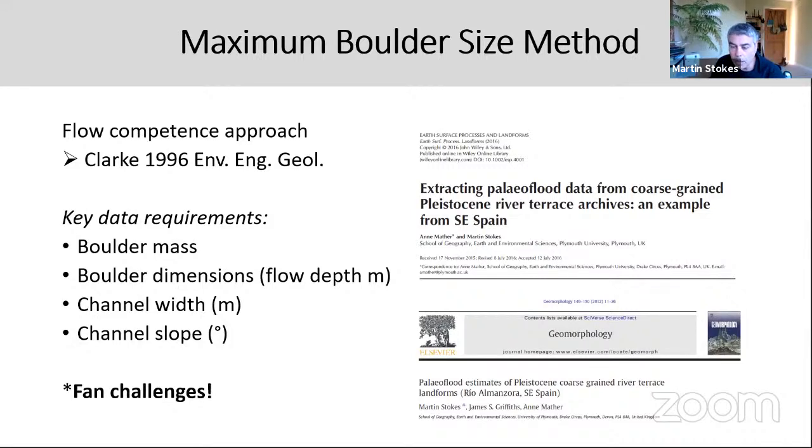This works really well, particularly on fans, because in this particular case we're dominated by boulders, and you need some key data requirements: a boulder mass, and boulder dimensions, which represent the flow depth. You need to get some channel width and channel slope measurements, and then there's obviously some challenge with this because you're talking about alluvial fans rather than proper channelized river systems. These are all based upon a method by Clark 1996. It's an engineering type of approach.